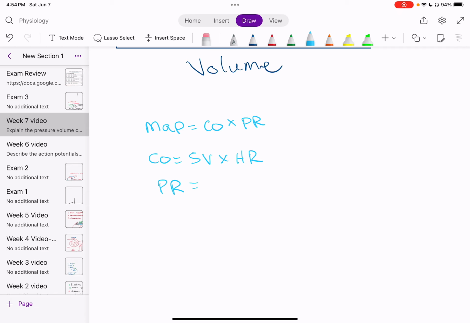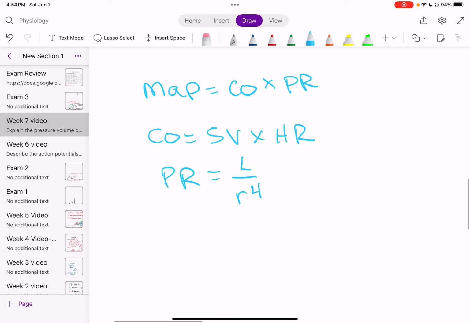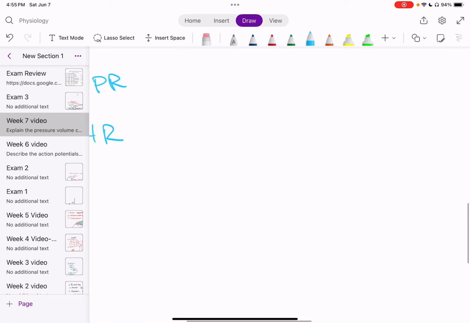there's a formula and kind of a good simplification of this is length over radius to the fourth power, meaning that peripheral resistance is highly dependent on the radius of the vessel. So MAP is regulated by stroke volume, heart rate, and peripheral resistance, which is the radius of the vessel. So we have a way that the heart regulates this, and this is through baroreceptors.